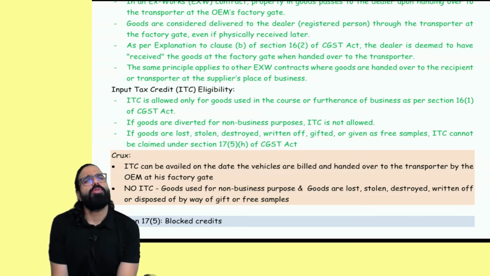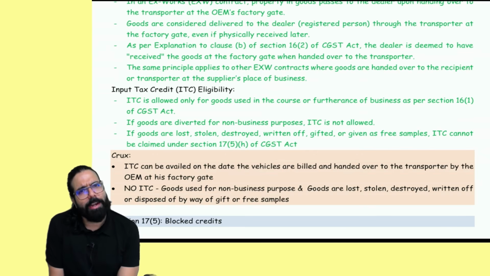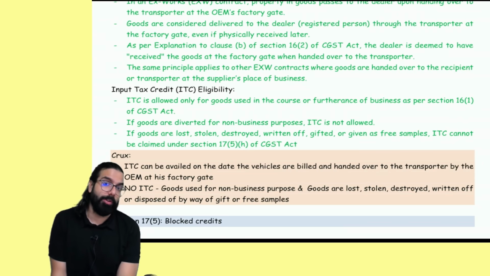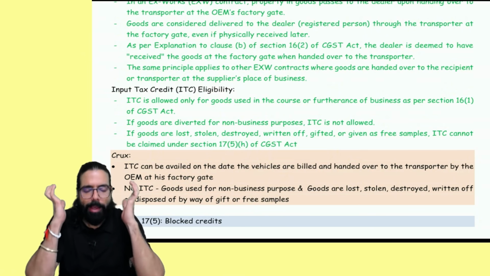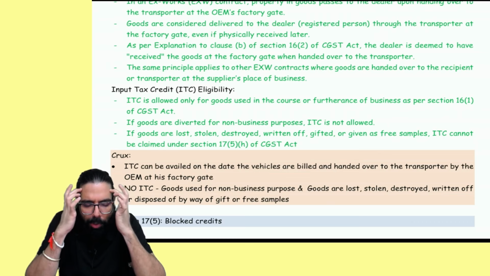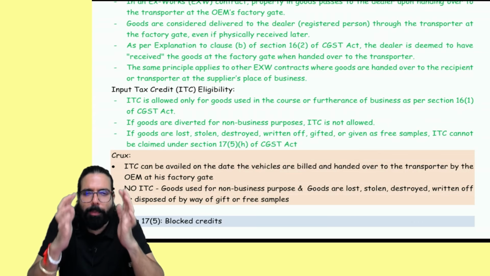Section 16(2)(b) used to say you can go ahead and take the input tax credit only if you have received the goods, services, or both. You should have received the goods, services, or both, only then you can take the input tax credit.